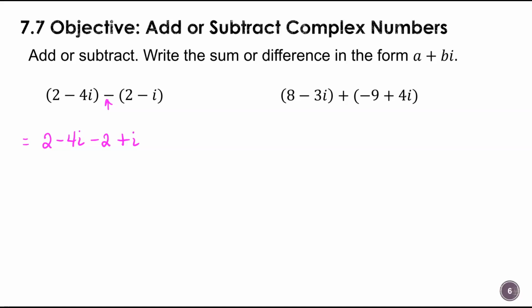Well, I can add the imaginary numbers together and the real numbers together. In this case, I'm going to have 2 minus 2, so that's a 0. And then negative 3i plus 1i would be a negative 3i. And I'm going to leave the 0 because it's telling me to write it in this form. Well, if I write it in this form, I'm going to write the 0.